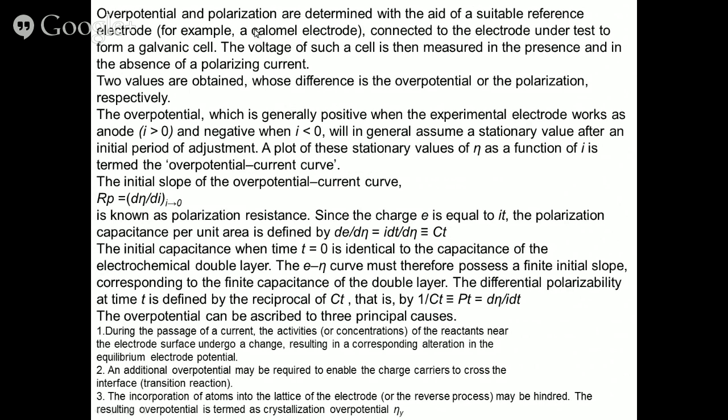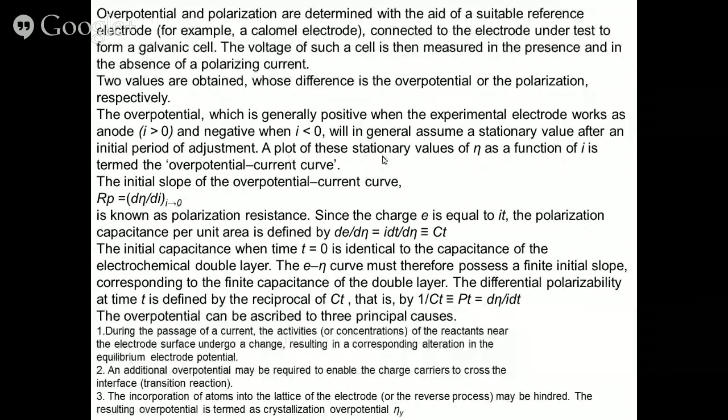Overpotential and polarization we will first of all identify as two parameters which are equal to each other, with the aid of a suitable reference electrode, for example a calomel electrode connected to an electrode under test to form a galvanic cell. The voltage of such a cell is then measured in the presence and in the absence of the polarizing current. Two values are obtained whose difference is the overpotential or the polarization. The overpotential, which is generally positive when the experimental electrode works as an anode, when the current is positive, or negative when the current is negative, will in general assume a stationary value after an initial period of adjustment.